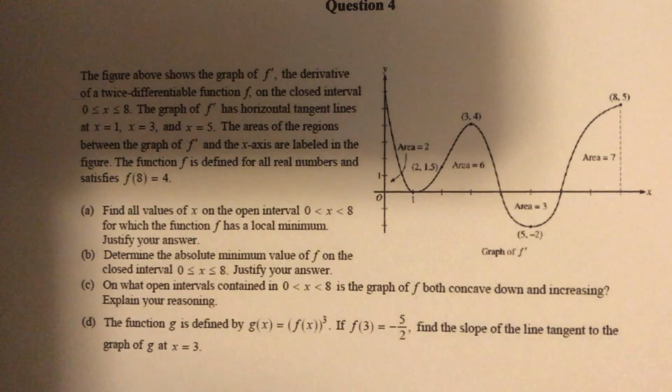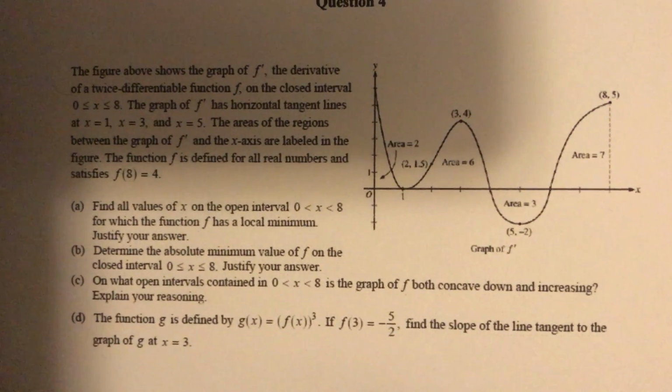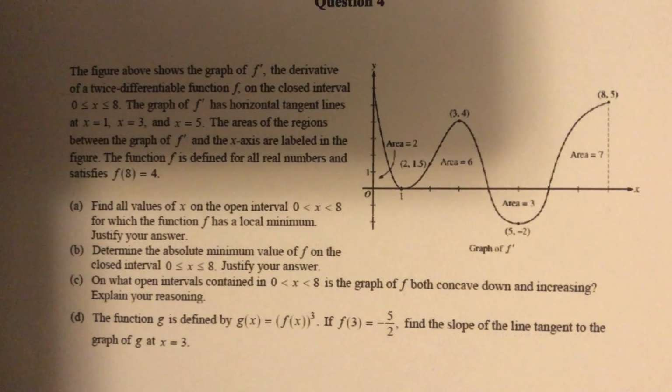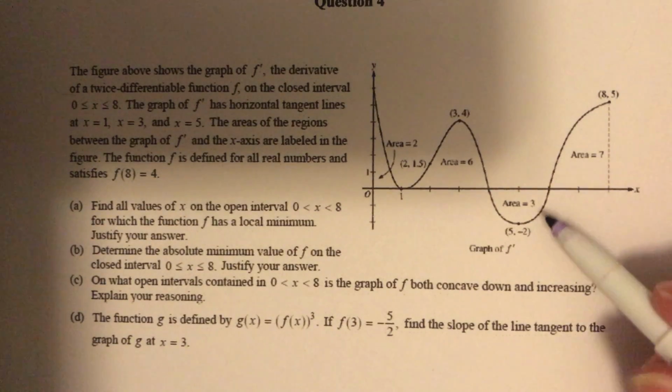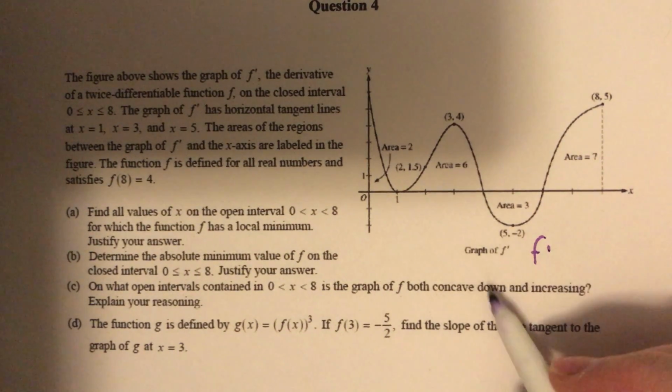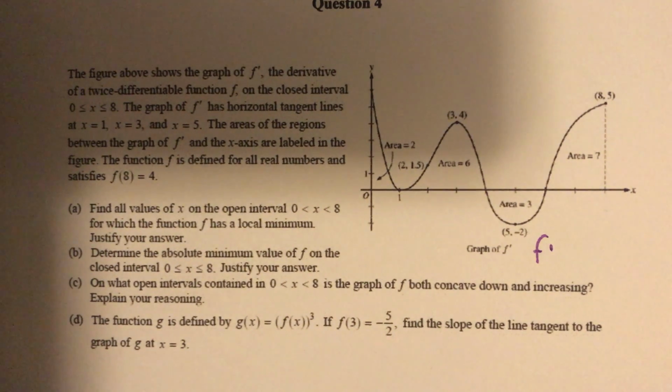Okay, so for this FRQ, we're going to do question number 4 from the 2013 AP exam. It gives us a graph, and the graph is of f prime, and you can see that labeled right down on the bottom here.